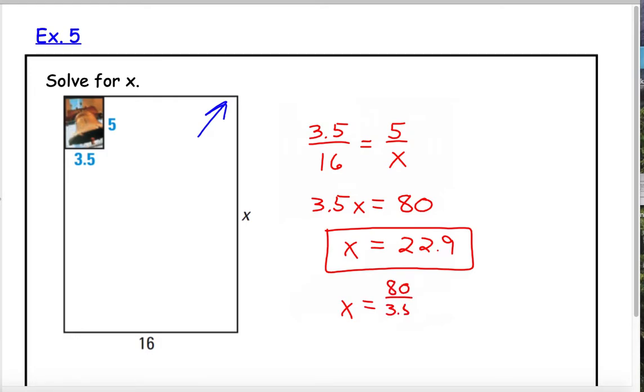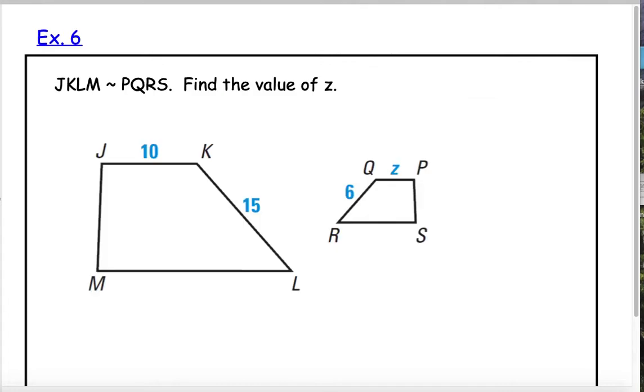3.5. But we usually don't have decimals within fractions. So if I multiply top and bottom by 10, I get 800 over 35. And then I could reduce that. 5 goes into 800, 160 times, and 5 goes into 35, 7 times. So that would be the exact answer, 160 over 7. All right. Couple more quick ones.